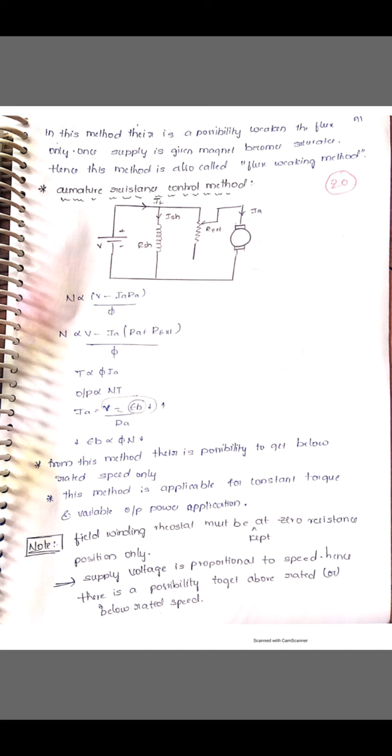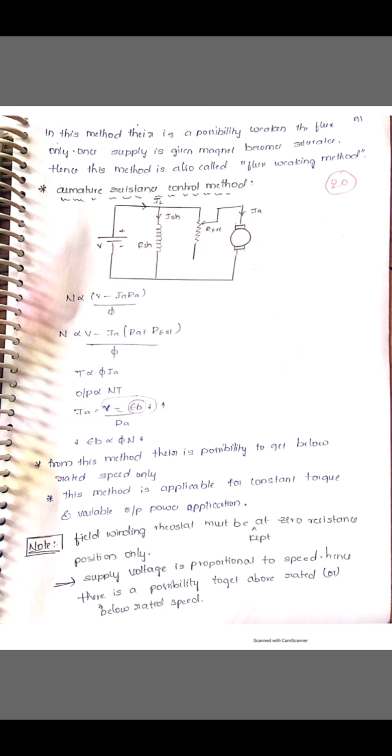Next come to torque. Torque is proportional to φ IA. IA constant, flux constant, then torque is constant. That's why this type of method is used for constant torque applications. Now come to output power. Output power is nothing but 2πNT by 60. So output power is proportional to N into T. Here speeds are below rated speed and decreasing, and the torque is constant. So output power is finally variable. So that's why this type of method is used for variable output power applications.